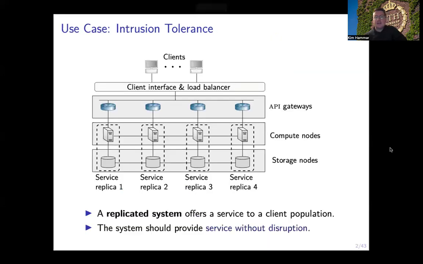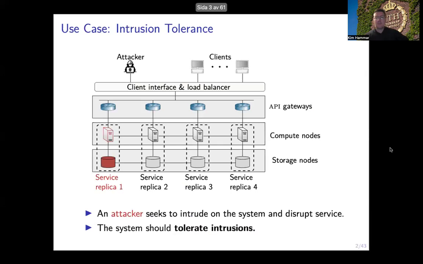So we consider a distributed system that consists of a set of service replicas, which jointly provide service to a client population. And we want this system to be intrusion tolerant in the sense that even if an attacker compromises a subset of the replicas, the system as a whole should continue to operate correctly and maintain service to the clients.